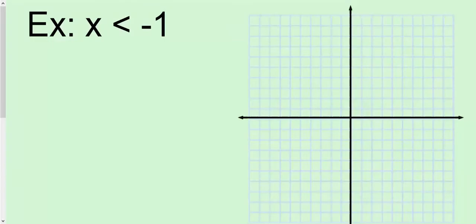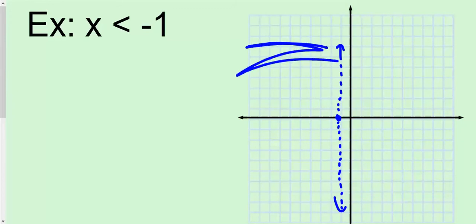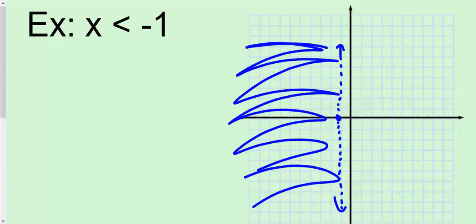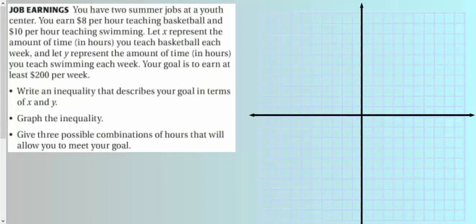And then x is less than negative 1, go to negative 1. Only goes through the x-axis. This one's going to be a dotted line. And x is smaller than negative 1, so less than, so we're going to shade to the left. And that's all you do for those guys there.